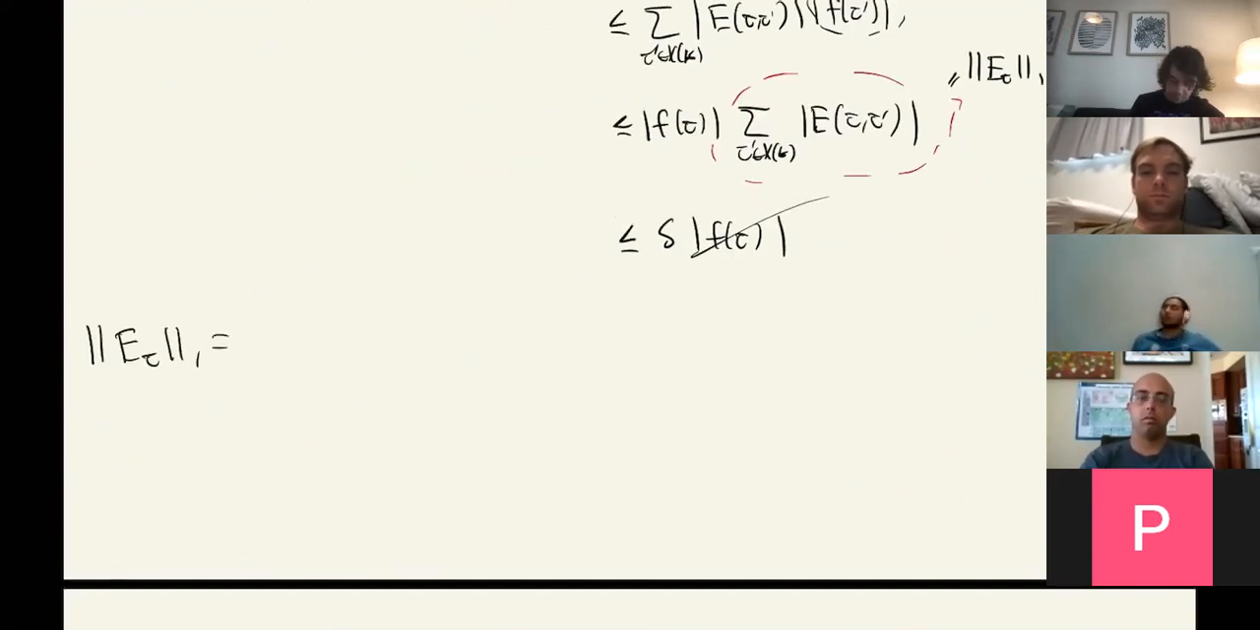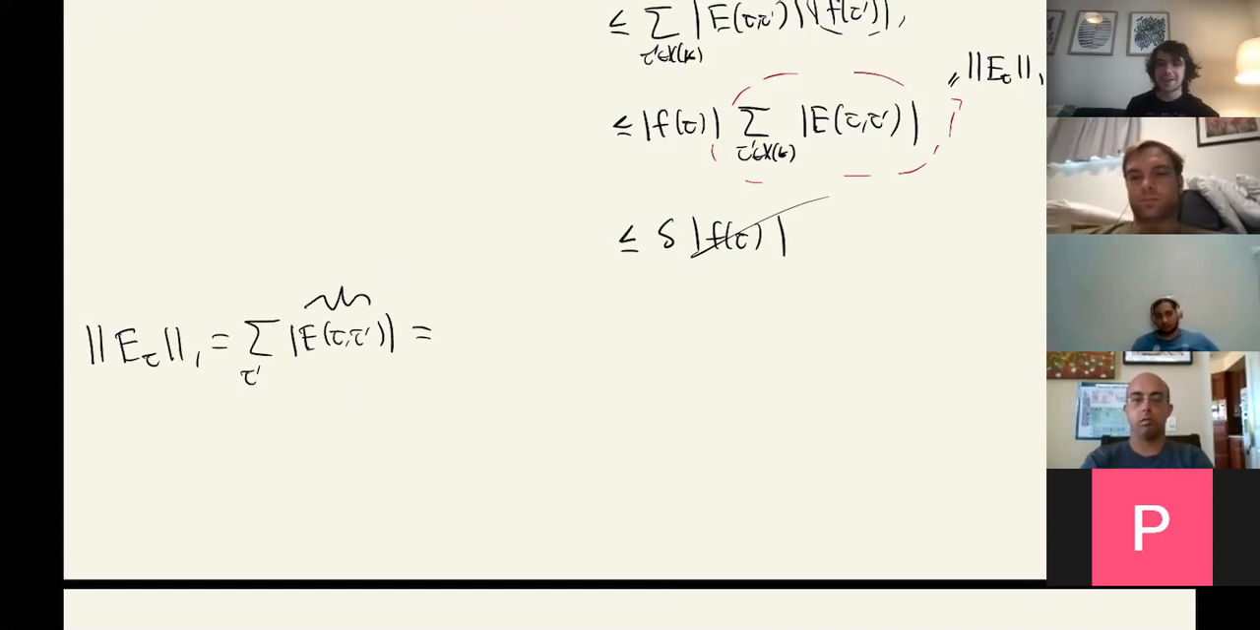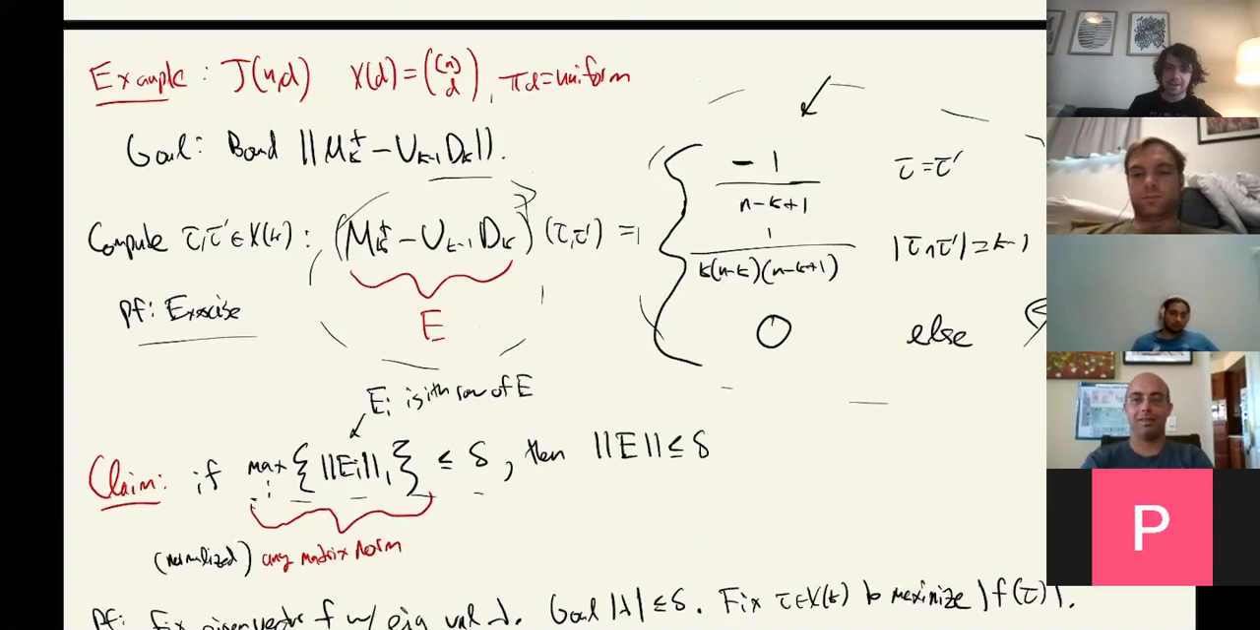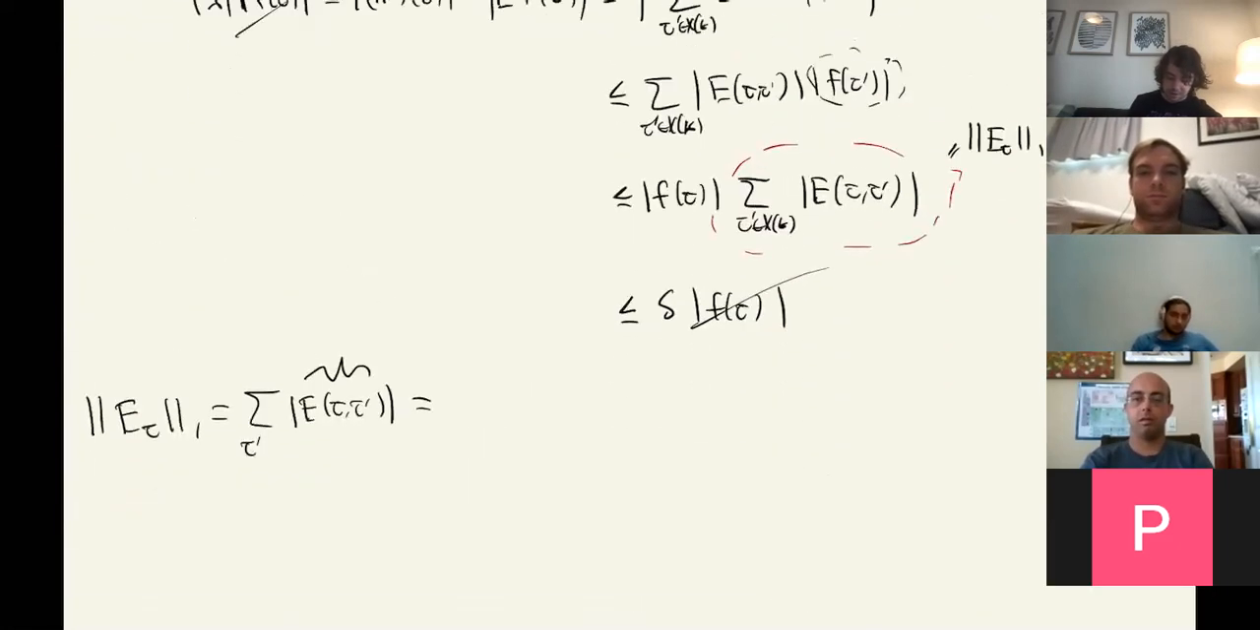So this is equal to the sum over tau prime of E tau prime. And looking back, we computed this, or at least I claimed the computation and left it to you. But I claim that we have these values, and so most of them are 0. So all we have to do is care about the tau prime which are 1 away from tau, and the tau prime which are equal to tau. So let's write this out. So this is equal to what?